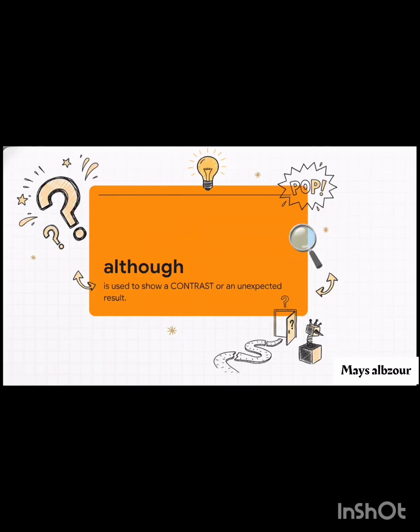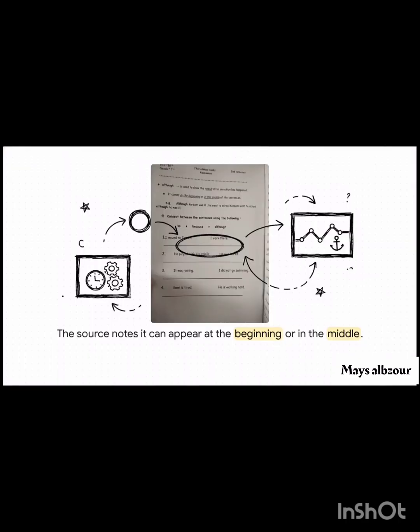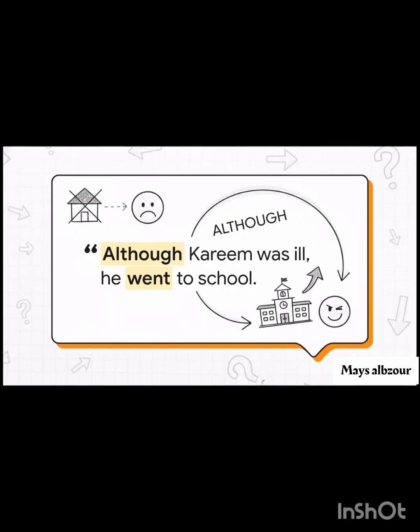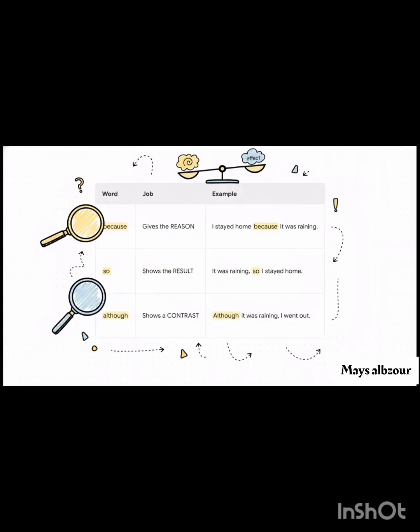Finally, although. It is used to show a contrast or an unexpected result. Here in Madarik, although is flexible. It can go at the beginning and in the middle. Although Karim was ill, he went to school.